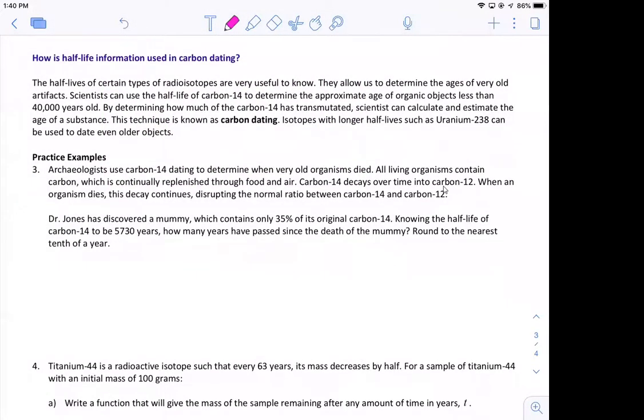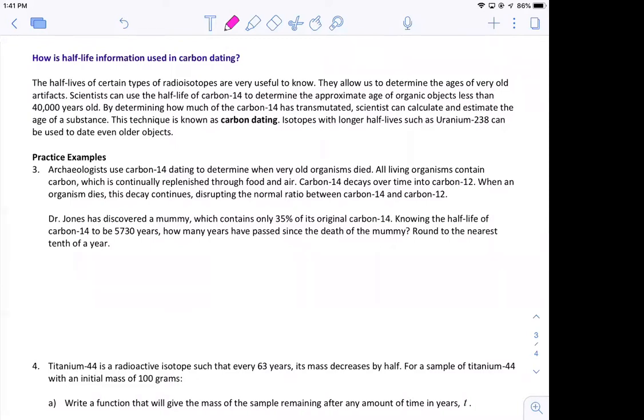But if you want to go over a couple more problems, let's talk about it. So first of all, half-life, it's pretty cool. Half-life is a thing in real life people use. All right, so how is half-life information used in carbon dating? It lets us date the ages of very old things. So scientists can use the half-life of carbon-14. You might have heard of carbon-14 before. That's the most popular radioisotope they use for determining the age of something.